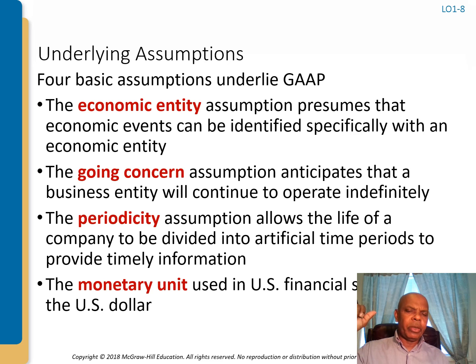Okay, how about the other one? It's the monetary unit. How are you going to record that information? It's the monetary unit used in U.S. financial statements, the U.S. dollar. Likewise, other countries use their own monetary unit: euros, the sterling pound, the Japanese yen, whatever it is. You have to report that in a certain way so people can understand. That's the four assumptions that we have under GAAP.